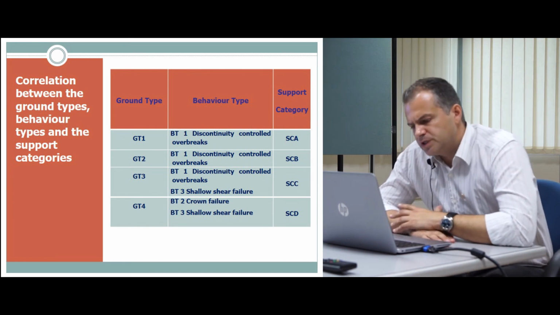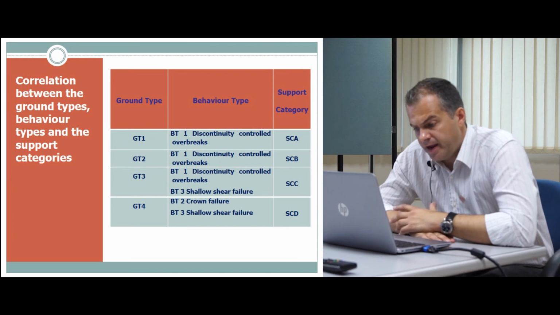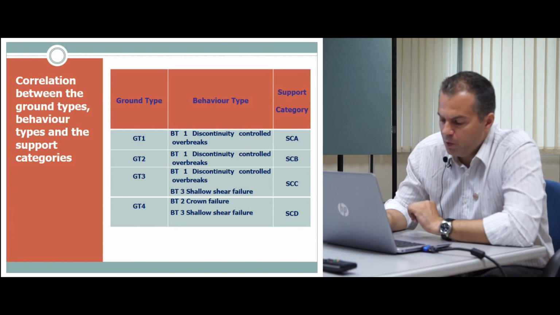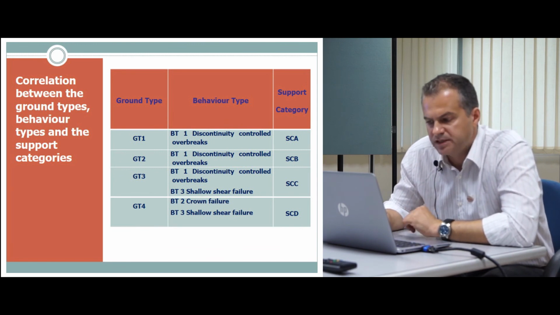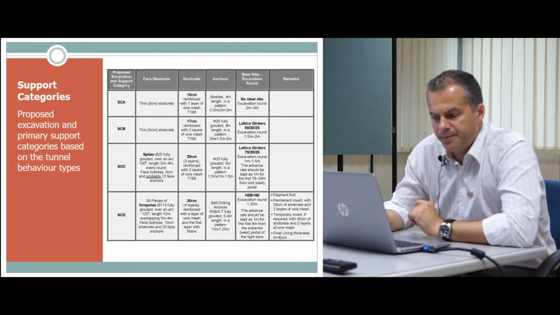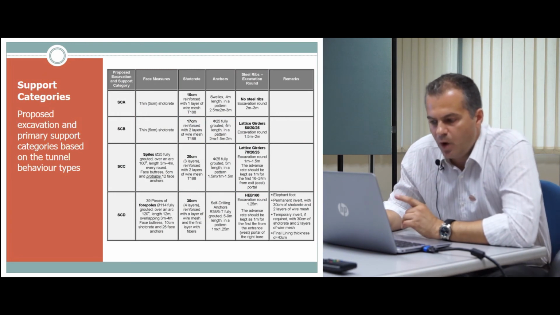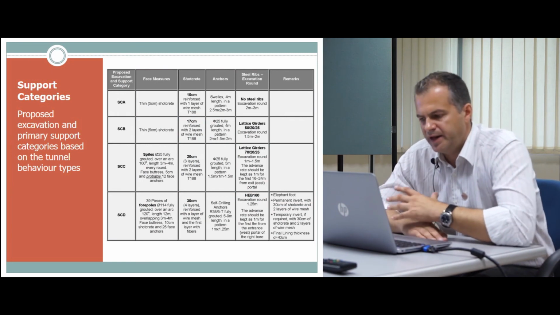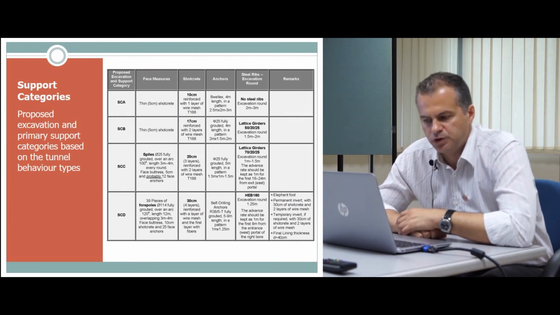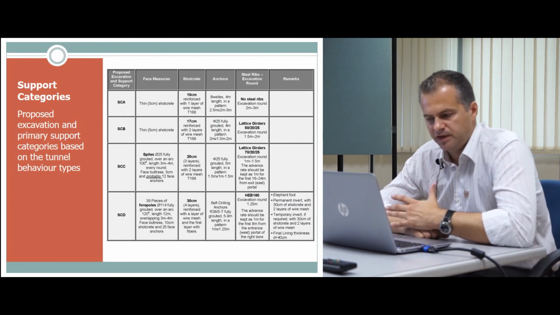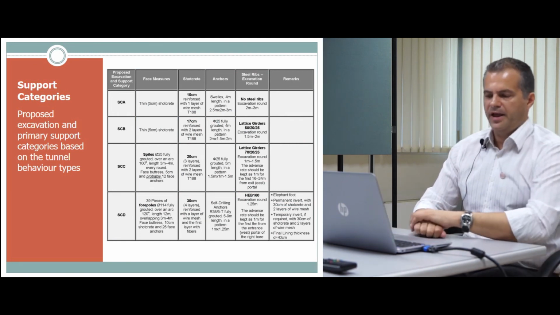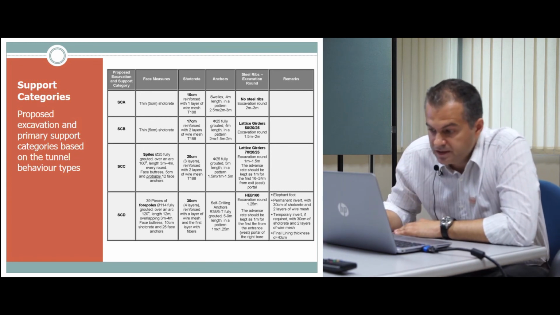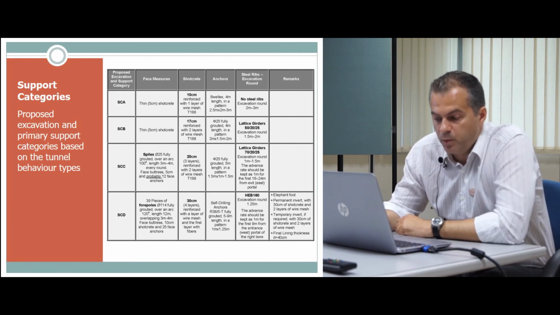Then, when you go to this rock mass, again, primary problems here in the SCB. If we go back, we will see that SCB is applied again to behavior type 1. So behavior type 1 is controlled by SCA and SCB. SCA is mainly applied when you find ground type 1, and when you find ground type 2, then you apply SCB. The SCC is applied in behavior types 1 and 3.